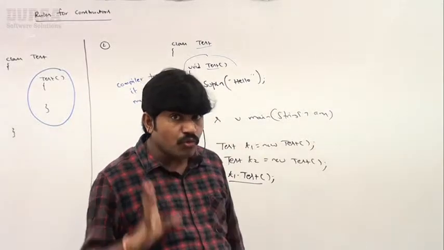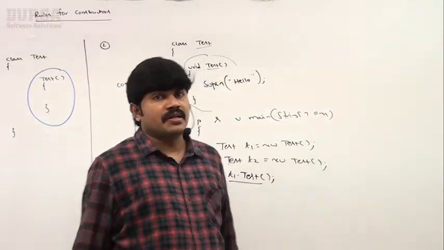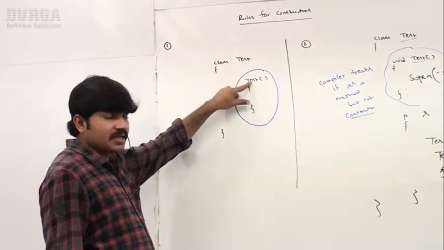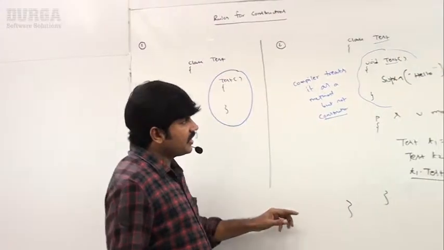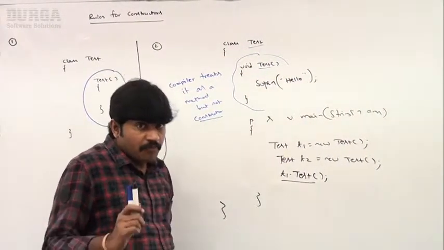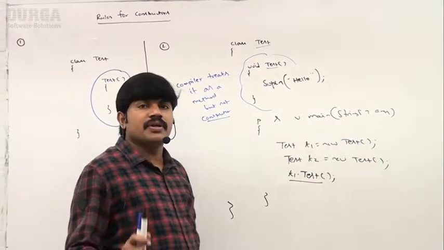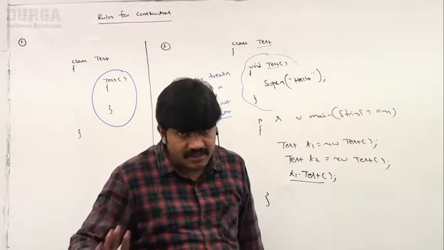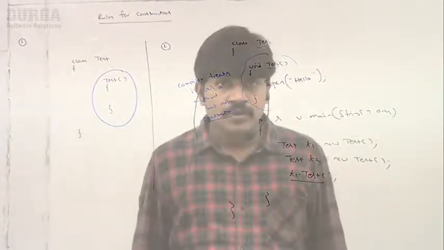The first two rules related to constructors. What is the first rule? The name of the class and the name of the constructor must be the same. What is the second rule? The return type concept is not applicable for a constructor. By mistake, if you try to declare a return type, it will become a method but not a constructor. Clear? Sir, up to this point we covered two rules.